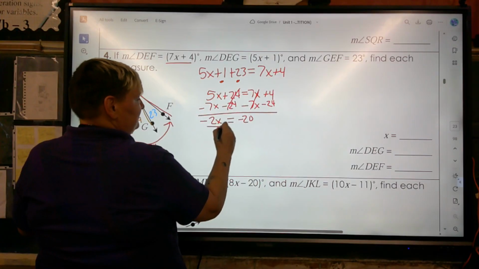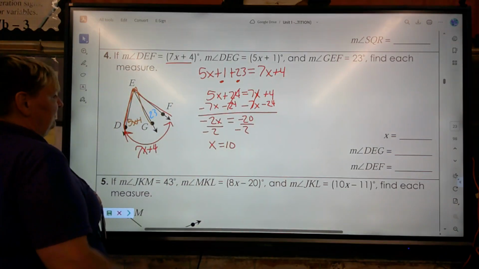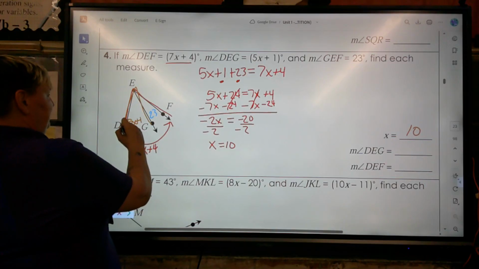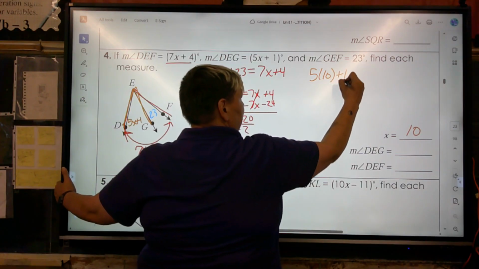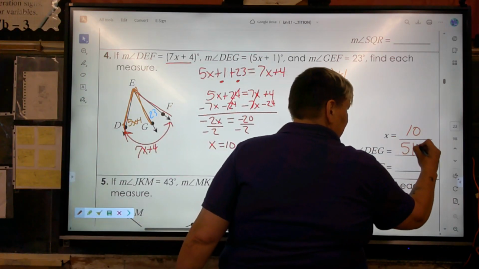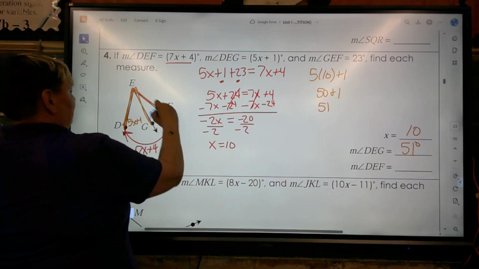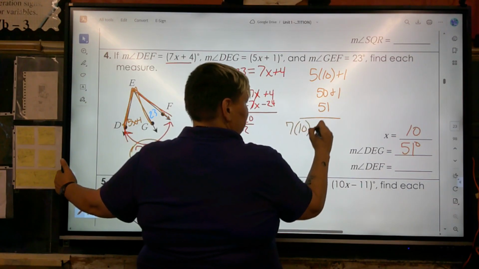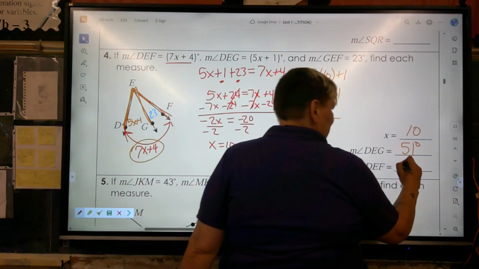Negative 2 times x, let's divide by negative 2. Now we know x is 10. So if we know x is 10, DEG is 5x plus 1. 50 plus 1, 51 degrees. And then DEF is 7x plus 4. 70 plus 4. 74 degrees.